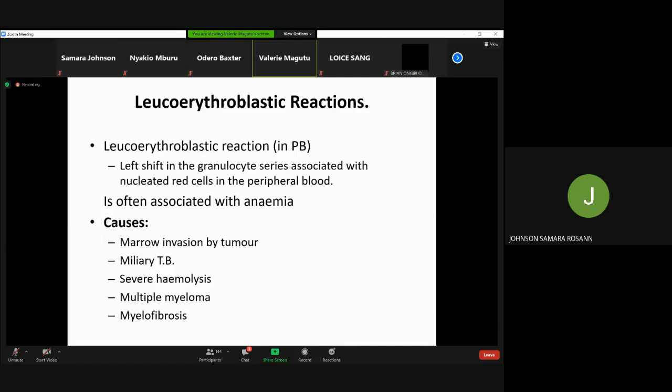So back to the leukoerythroblastic reaction, this can be caused by an invasion of the marrow by a tumor or an infection. So these immature red and white cells are kicked out, so you get a leukoerythroblastic picture in your peripheral blood. Severe hemolysis, multiple myeloma, which we're going to talk about next year, or fibrosis of the marrow.